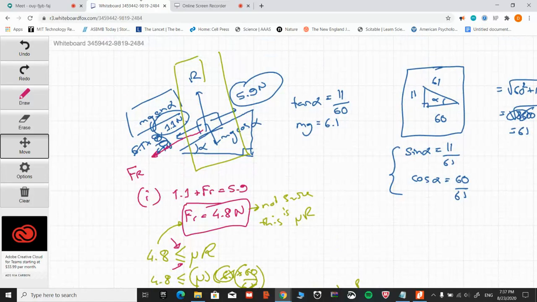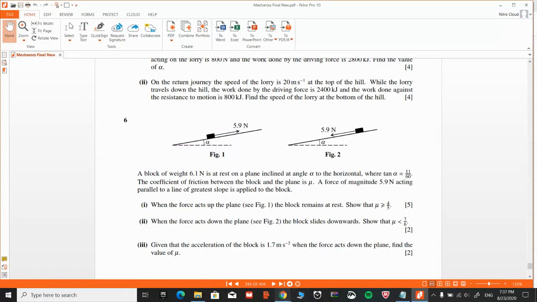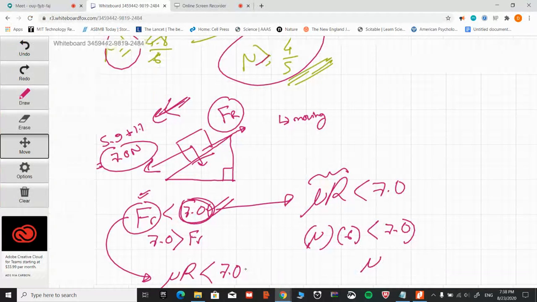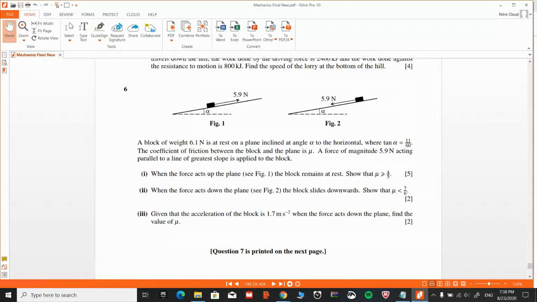mg cos alpha. The normal contact force has no reason to change, and we see that the value comes out to be 6. When you make mu the subject, you get mu is 7.0 divided by 6, okay? So here we are convinced that the friction was limiting because of the movement, and we were also convinced that it is less than, because it overcame the limiting friction and went into motion, okay? Any question regarding that part?